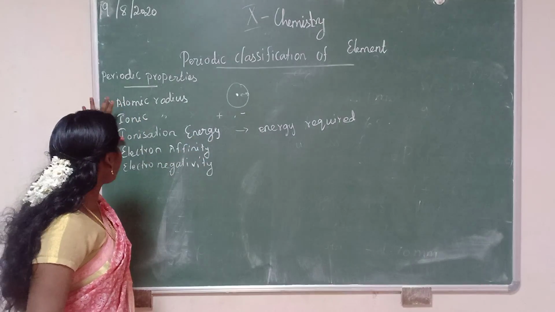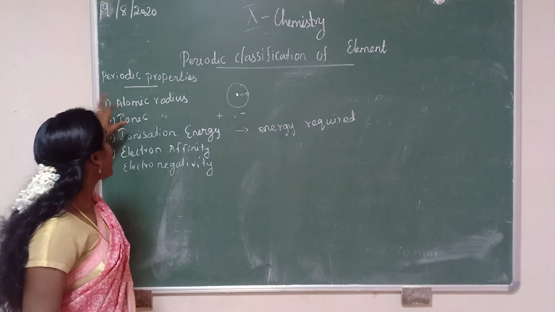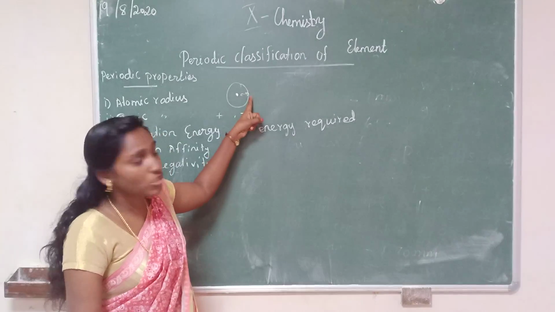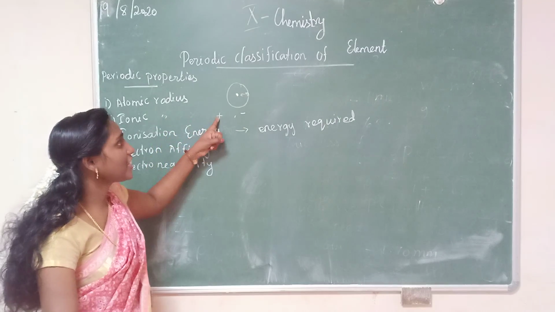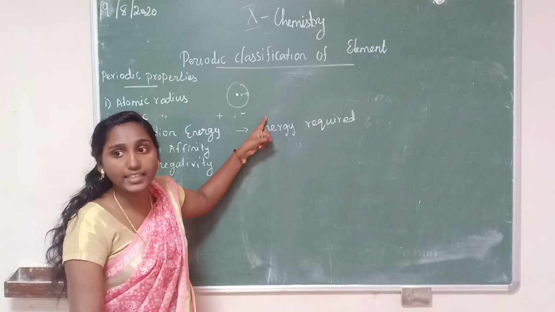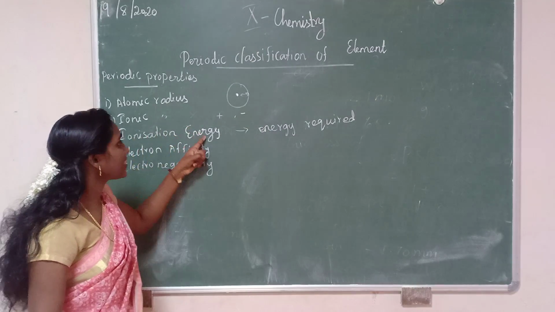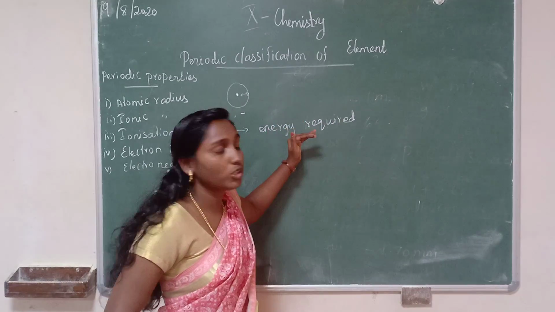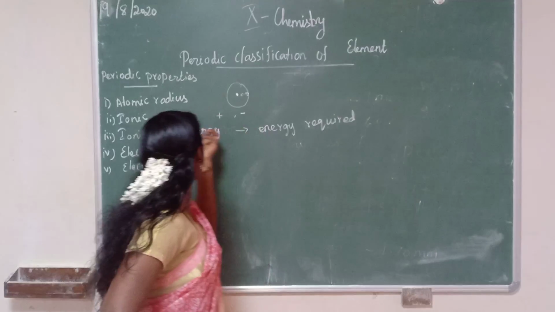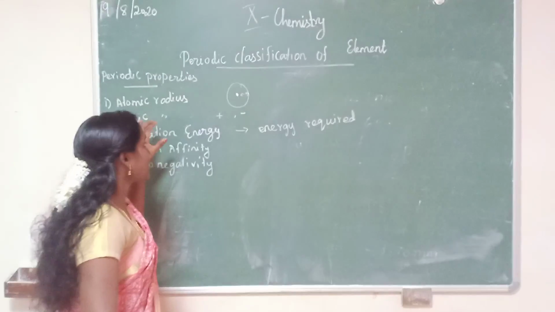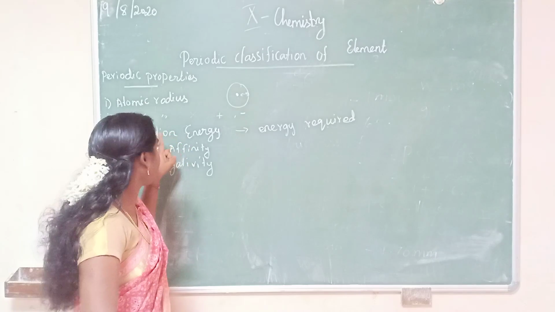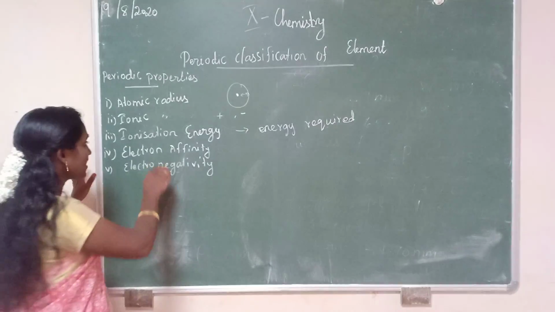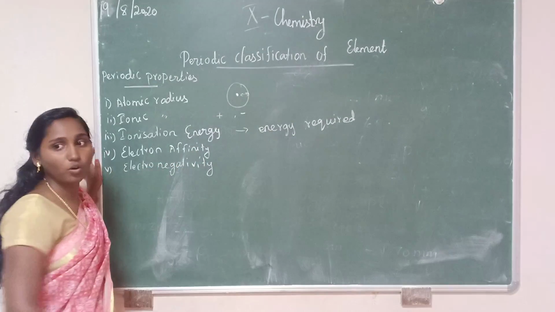Have you understood these three terms? Atomic radius means the distance between its nucleus and the outermost shell. Ionic radius means distance between the positive ion and negative ion. The next, ionization energy means energy required to remove the electron. That energy is called ionization energy. This ionization energy has one more name, that is ionization enthalpy. Then today we are going to discuss electron affinity and electronegativity.